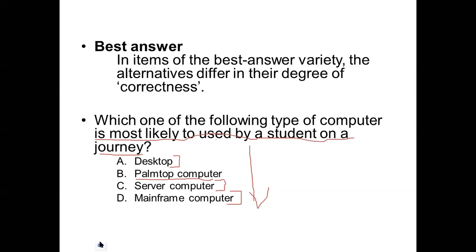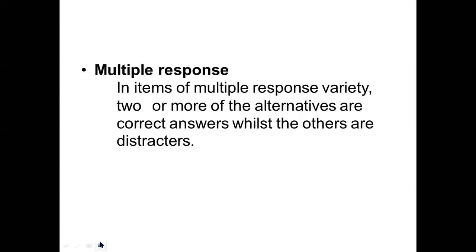The next type of multiple choice is where you have multiple responses. It's a question where you have multiple responses. I'm sure you've seen questions where they tell you to select the two best answers.